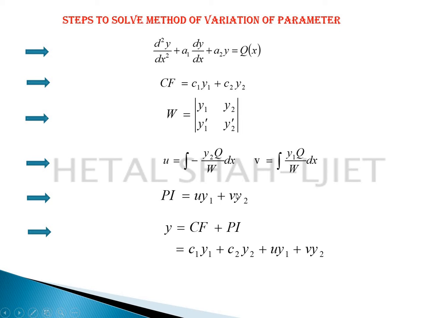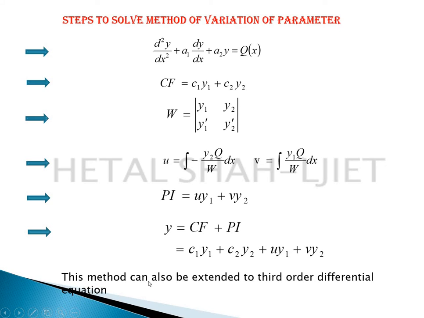So students, this is the basic step to solve the second order ordinary differential equation with the method of variation of parameter. First we have to find CF, then the Wronskian, then U and V, then substitute the values of U and V in PI, and finally the general solution is CF plus PI.